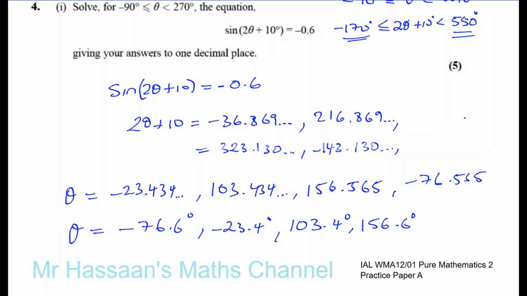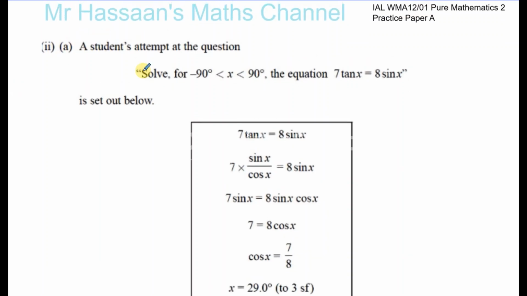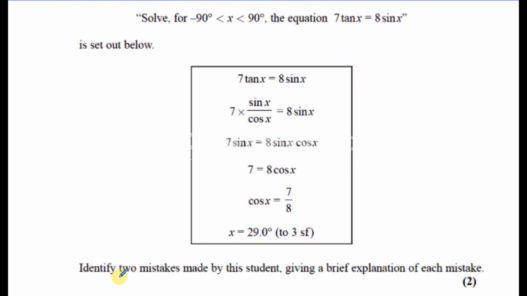Now the next part of the question, part 2a. A student's attempt at the question: solve for x between minus 90 degrees and 90 degrees the equation 7 tan x equals 8 sin x is set out below. Identify 2 mistakes made by the student, giving a brief explanation of each mistake. So let's have a look. 7 tan x equals 8 sin x. It was copied down correctly.